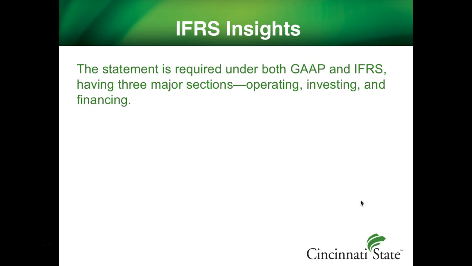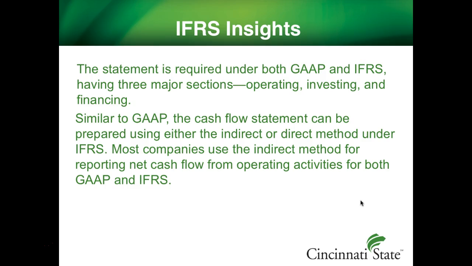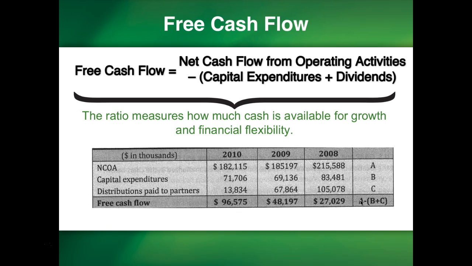IFRS Insights. The statement is required under both GAAP and IFRS, having three major sections: operating, investing, and financing. Similar to GAAP, the operating section can be prepared using either the indirect or direct method. The indirect method is widely used under both GAAP and IFRS. Analysts commonly use the following ratios to better understand a company's ability to generate cash. Free cash flow equals net cash flow from operating activities minus capital expenditures minus dividends paid. The ratio measures how much cash is available for growth and financial flexibility.